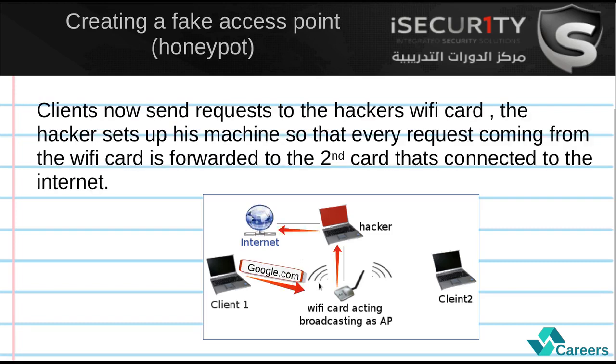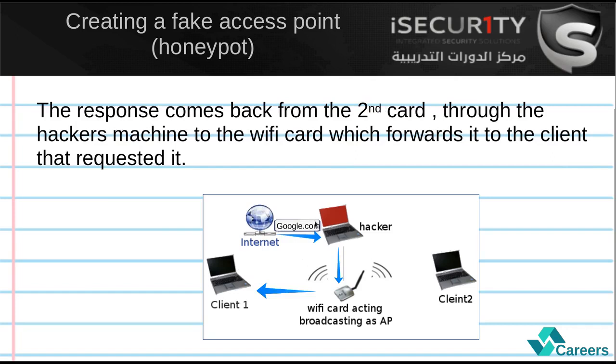So how is this going to work? Say for example, client number 1 wants to access google.com. So it's going to ask our Wi-Fi card to get that, because our Wi-Fi card is pretending to be the access point. Now the Wi-Fi card doesn't have internet connection, so we're going to have to set it up in a way that once it gets a request, it goes and talks to the second card that is connected to the internet. Now the second card is going to bring the response and forward it back through our device to the Wi-Fi card and back to client number 1.